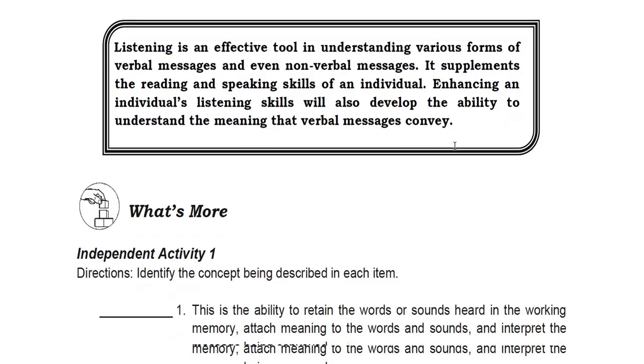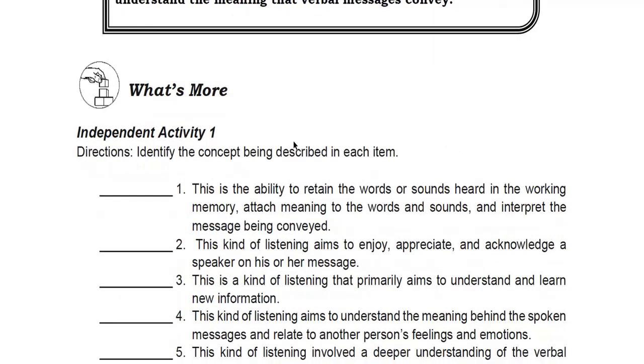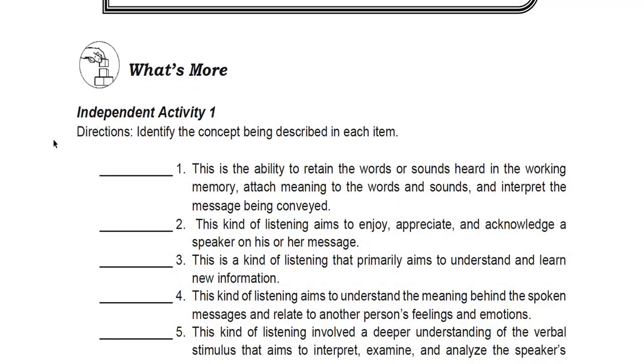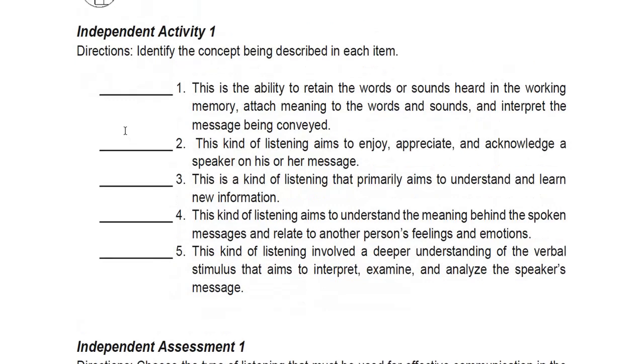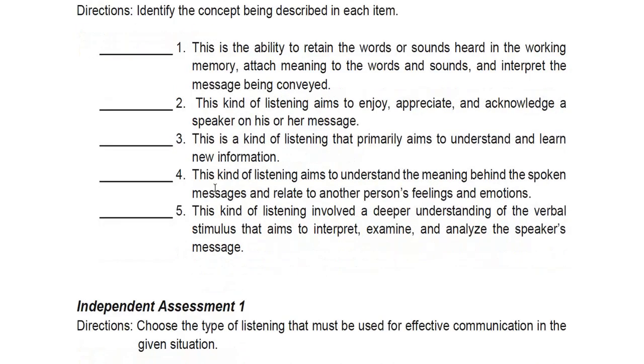Okay, so we have now here the What's More part. Of course, the activities under this are independent activities 1 and 2, including 3, plus independent assessments 1, 2, 3. In this particular independent activity number 1, all you need to do is to identify the concept being described in each item. I will be sending the copy of the What Is It part, the one that I discussed a while ago, in your GC, for you to have an idea about this. But if you listen to the discussion in this video lesson, you can easily answer this one. Just identify what is being described.